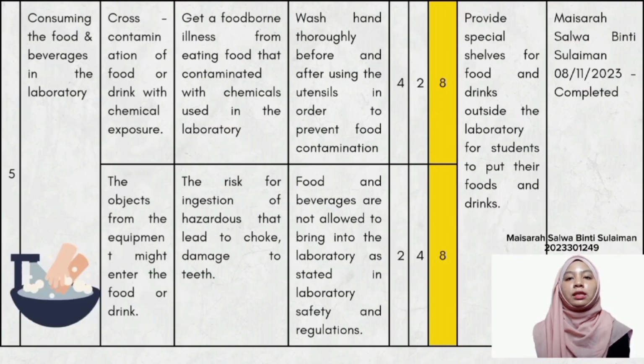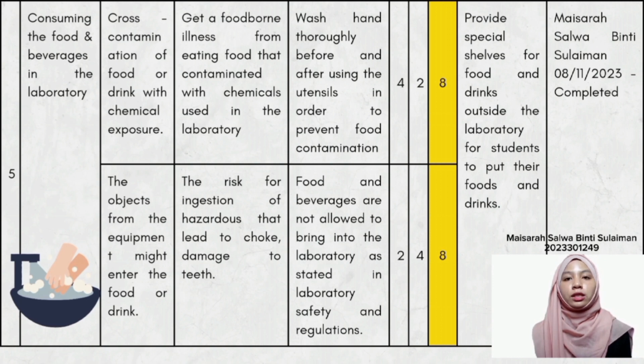For the last activity, which is consuming food and beverages in the laboratory, this activity may lead to hazards, which are cross-contamination of food or drink with chemical exposure. The object from the equipment might enter the food or drink. The effect of cross-contamination is getting a foodborne illness. So, washing your hands thoroughly before and after using the apparatus to prevent food contamination is one of the existing risk controls. The likelihood of this risk is 4 and the severity is 2, hence the risk value is 8, which is medium risk level.